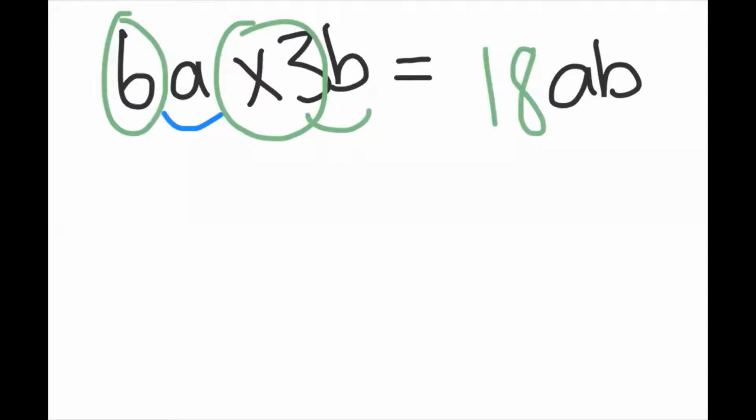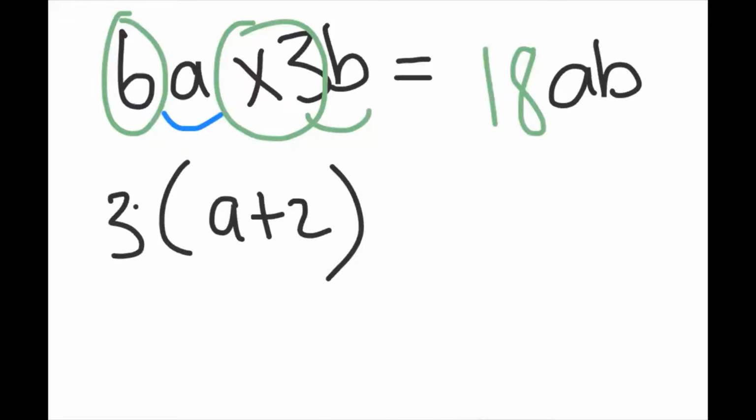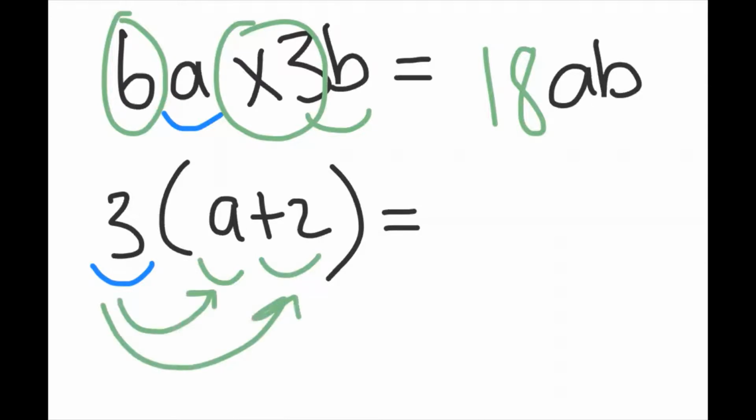Let's do another one. 3(a plus 2). So this is different from the previous one. Remember, we always do first what is outside of the bracket, and then we multiply it with each term inside the bracket. So we're going to do the 3 times a first, and then the 3 times 2.